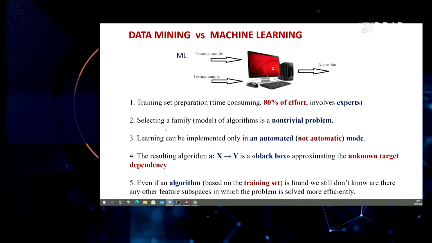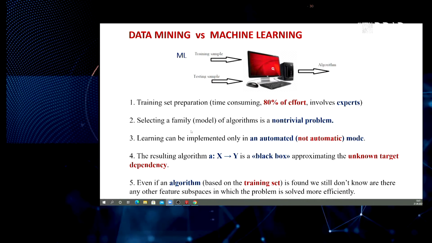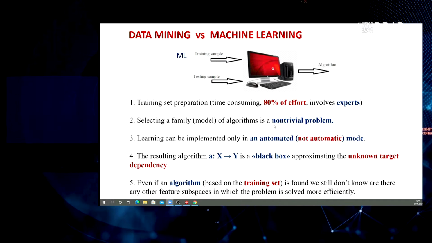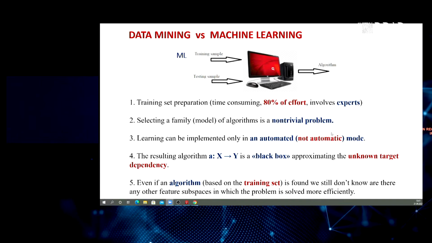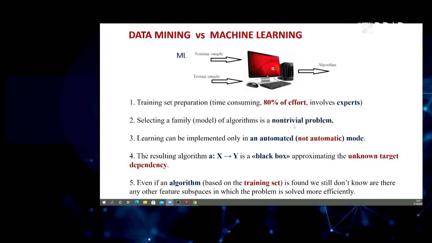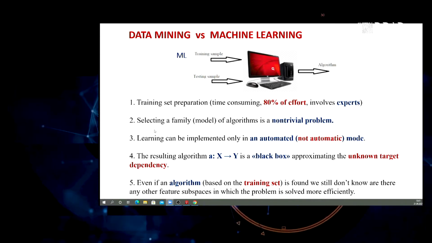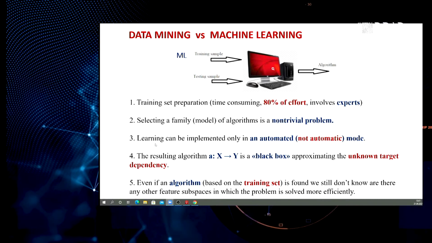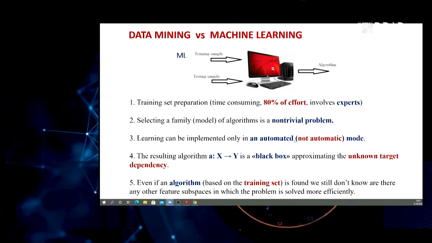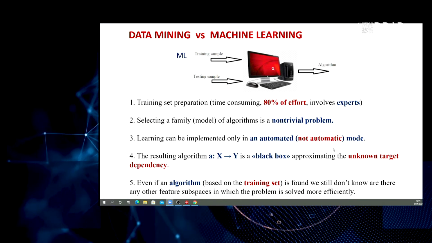Secondly, selecting a family, or let's say the model of algorithms, is a non-trivial task. Usually data scientists do it. So again, the process involves some experts. And that's why we can conclude that learning can be implemented only in automated mode, not automatic mode.